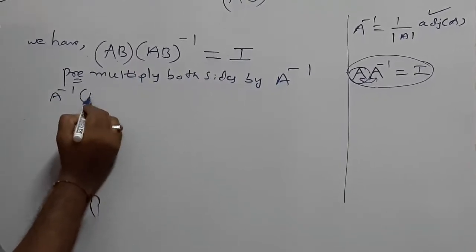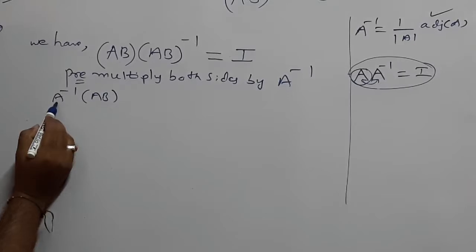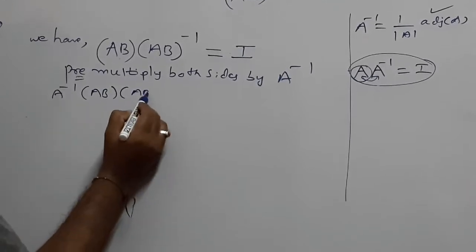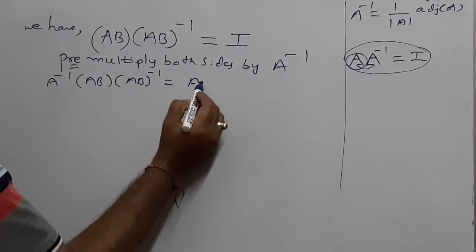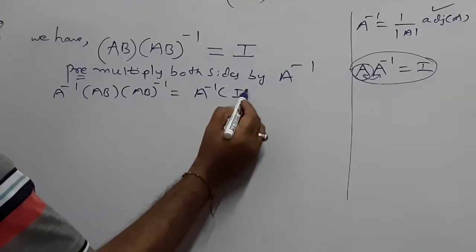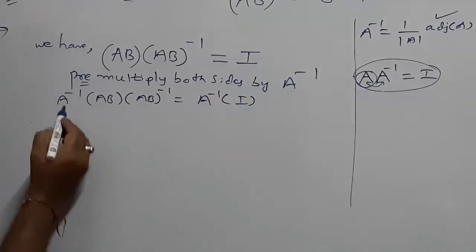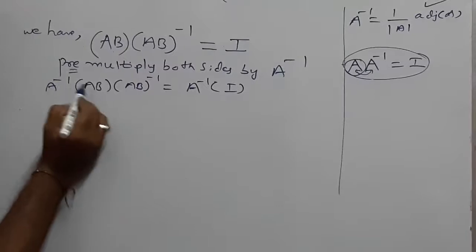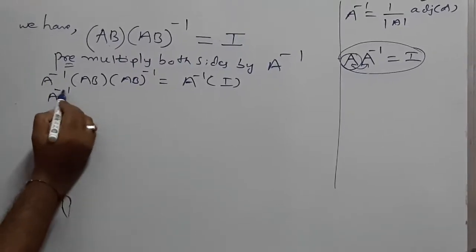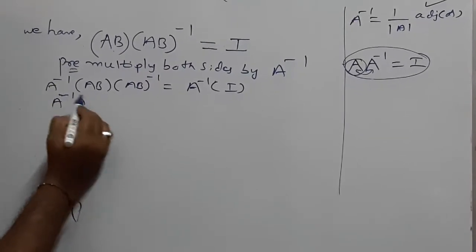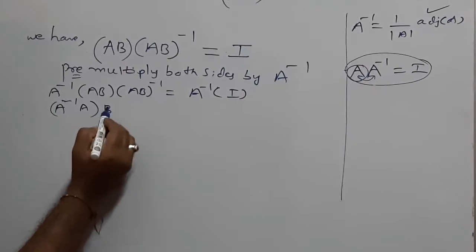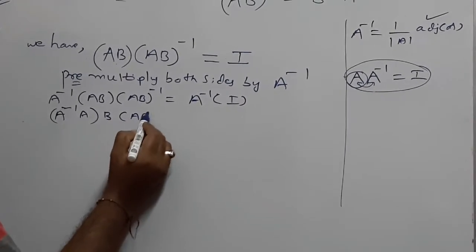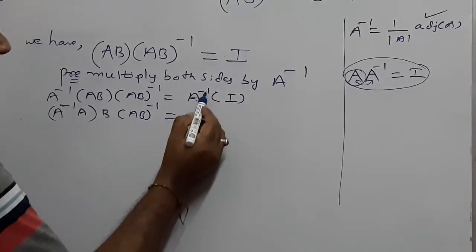So I will write all the terms. I am pre-multiplying by A inverse: A inverse (AB)(AB) inverse is equal to A inverse I. I will write it as it is. Then I will group this A inverse and A, so A inverse A into B, and then write (AB) inverse as it is. Then on the right, A inverse into I.